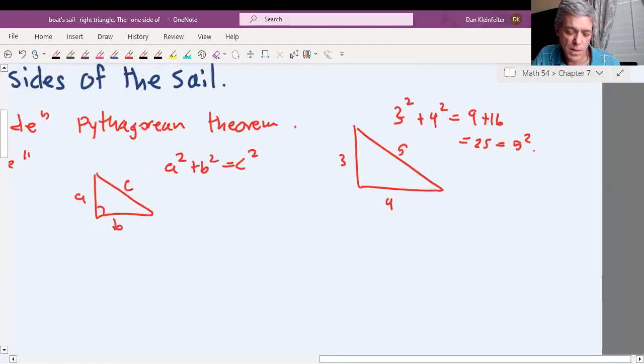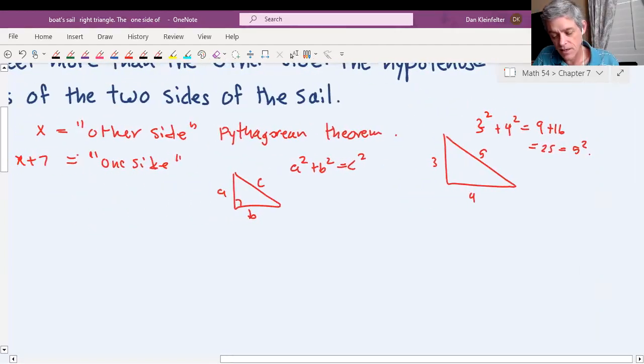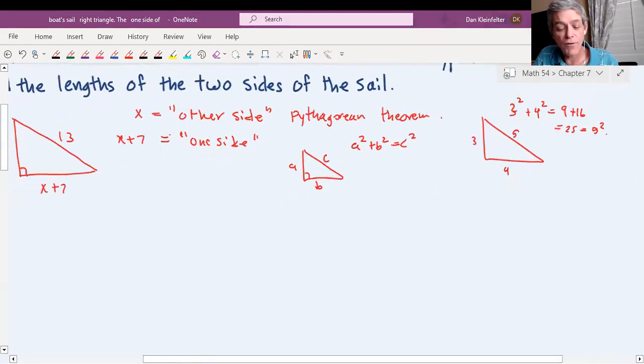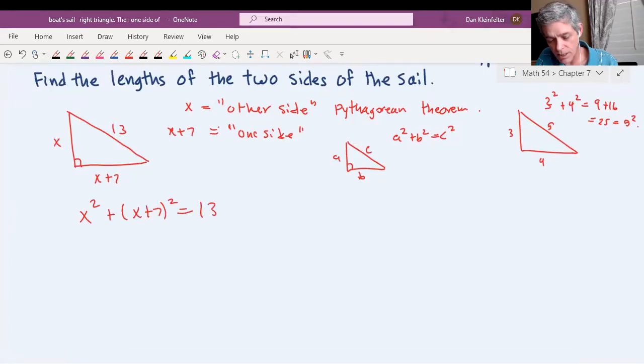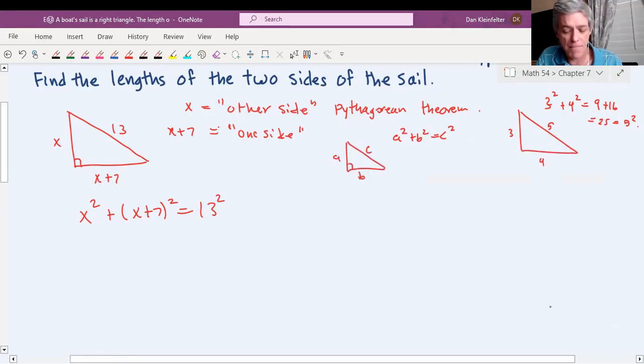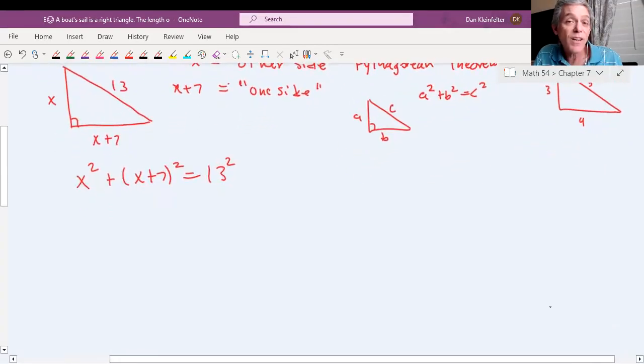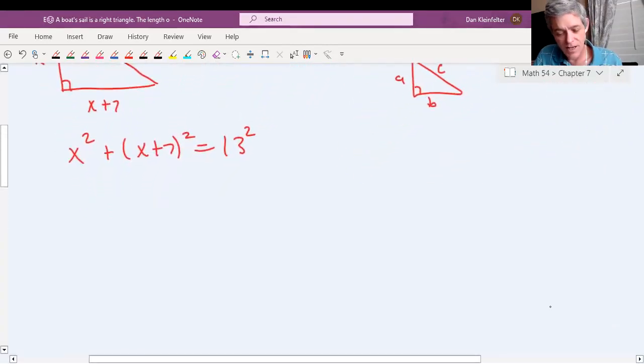If you need to know more on the Pythagorean theorem, you can take a look on Google or YouTube. It turns out that that's what we need for this problem. We'll have x squared plus (x plus 7) squared equals 13 squared. The sum of the squares of the two side lengths equals the square of the hypotenuse. If you're caught up, that gives us the quadratic equation, which we can now solve.